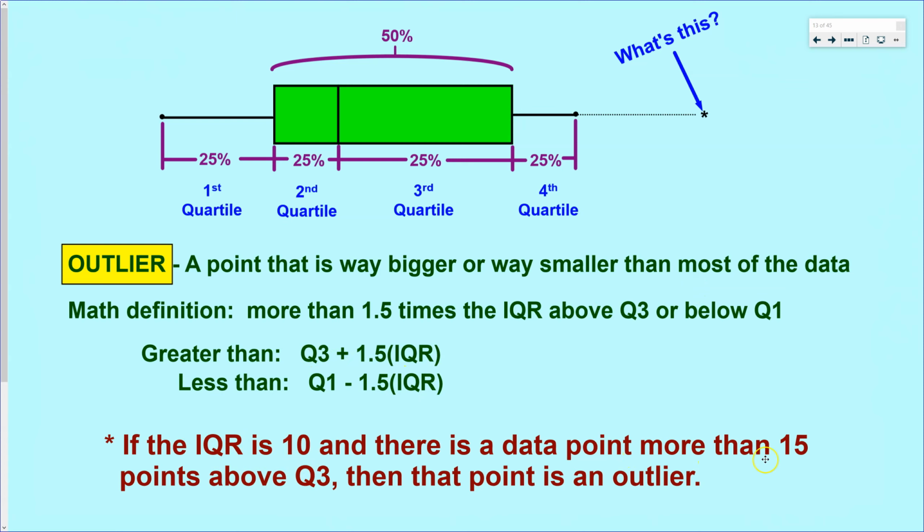And there was a data point that was 15 points above quartile 3. Well, 1.5 times 10 is 15. And if it was more than 15 points above Q3, so more than 15 units over here, then that point would be an outlier. And same with the bottom end, by the way. If it's more than 1.5 times the interquartile range off to the left, it is also an outlier.